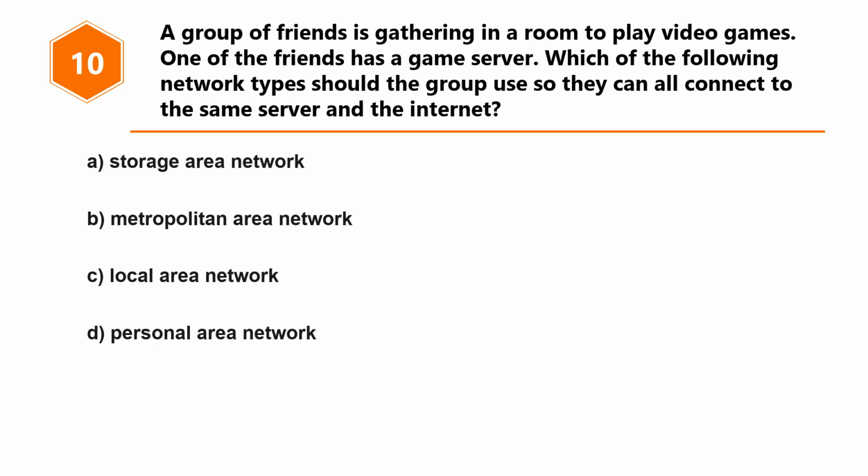Question 10. A group of friends is gathering in a room to play video games. One of the friends has a game server. Which of the following network types should the group use so they can all connect to the same server and the internet? Option A, Storage Area Network. Option B, Metropolitan Area Network.